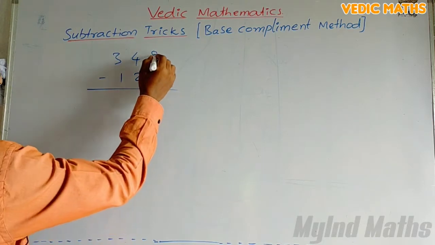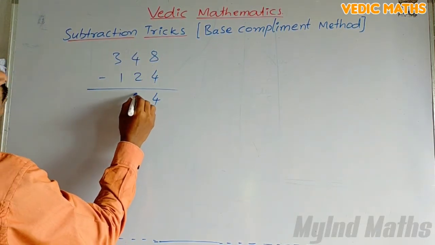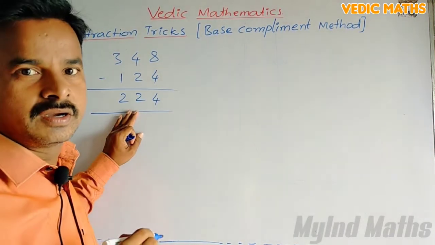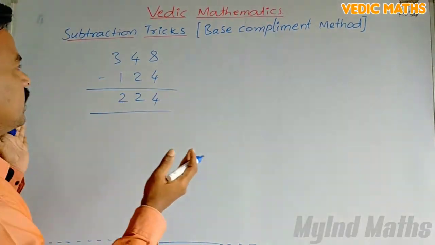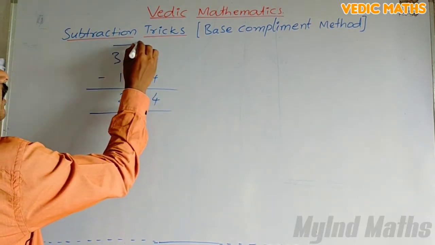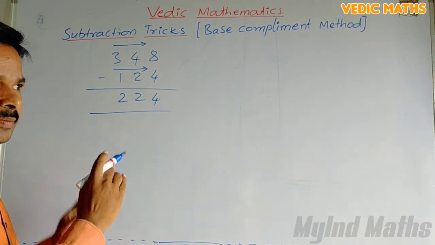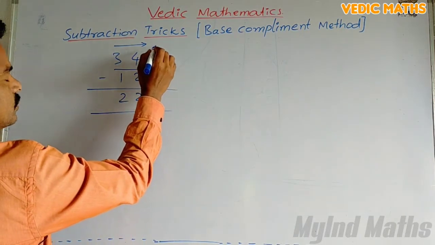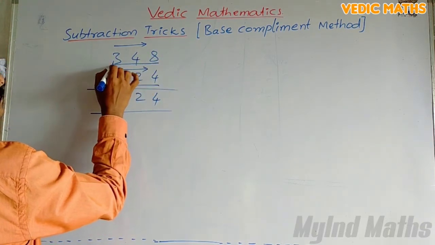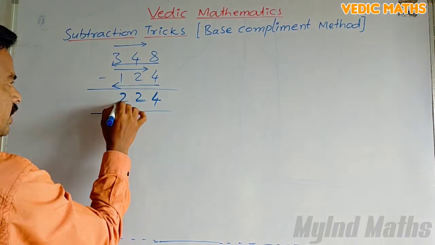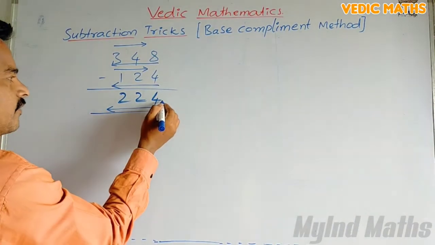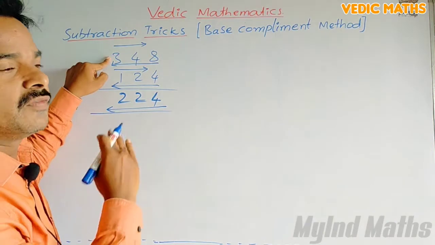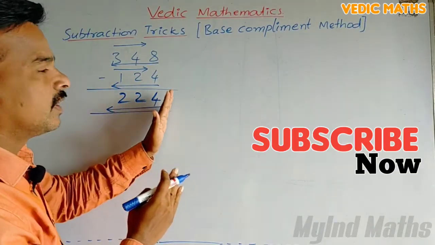How can we do this? 8 minus 4, 4. 4 minus 2, 2. 3 minus 1, 2. This is the current modern method to subtract one number from another number. How do we do this? We write 348 in this direction, and the other number also in this direction. That means we write the numbers from left to right, and we do the subtraction from right to left. First we write 4, next 2, next 2. That means we write the answer from right to left. We write the problem numbers from left to right, and we do the solution from right to left.